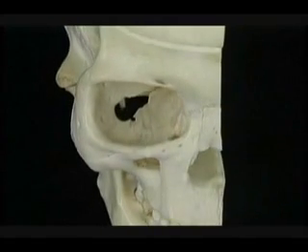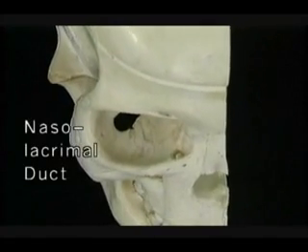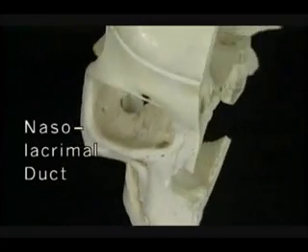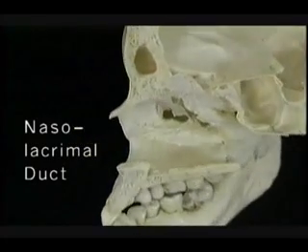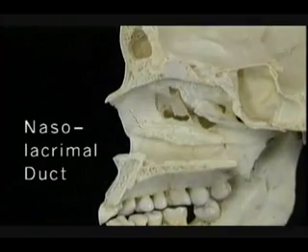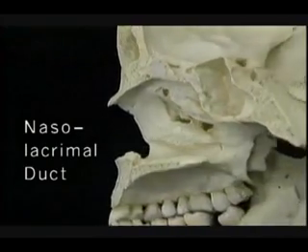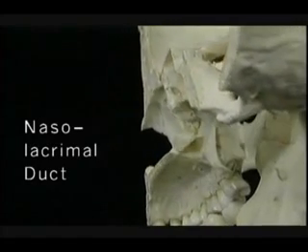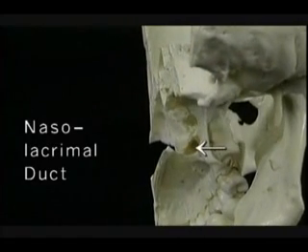As we've seen, the bony passage for the nasolacrimal duct starts here. The nasolacrimal duct, which is quite short, passes downwards and backwards to open beneath the inferior concha. Here's its opening.